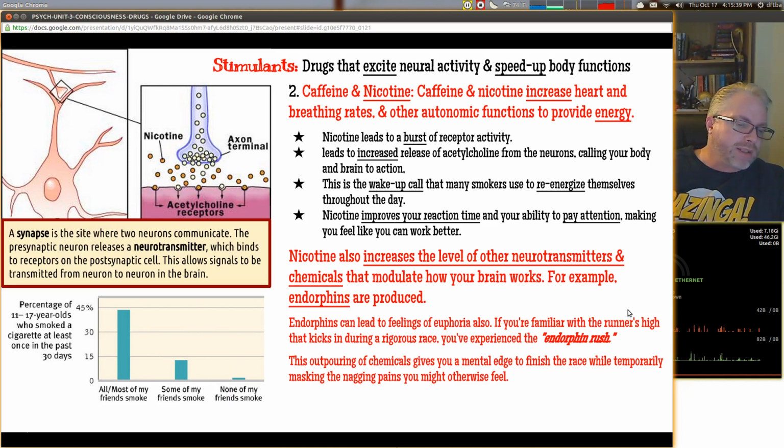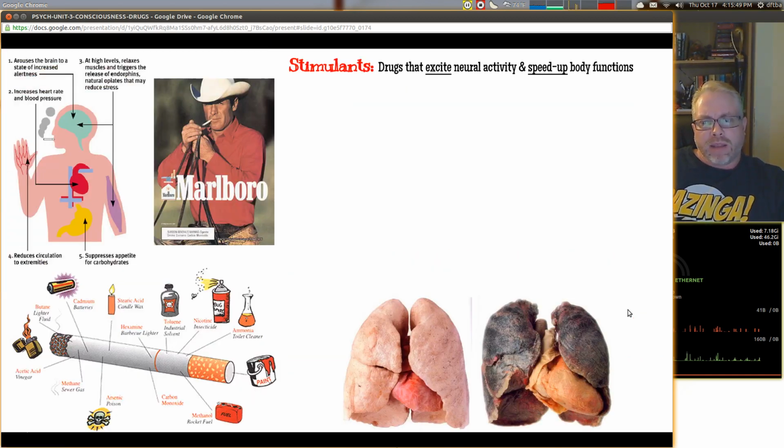So a runner might sometimes feel that endorphin rush, and it can last for a while, and it can make you feel really good. If you have ever felt really good after a good workout, that's probably part of it. Now, stimulants excite the neuroactivity and speed up body functions, and nicotine is in cigarettes.